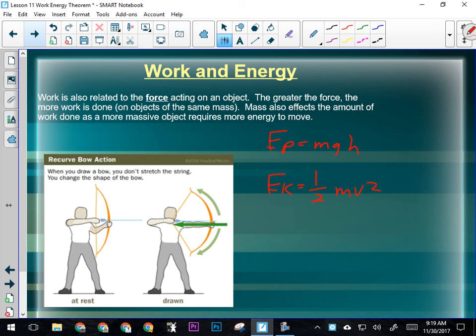But they wouldn't be moving the same speed. They would have the same amount of energy, but they wouldn't be moving the same speed. But they'd have the same amount of energy. Okay, that's an important difference to realize.